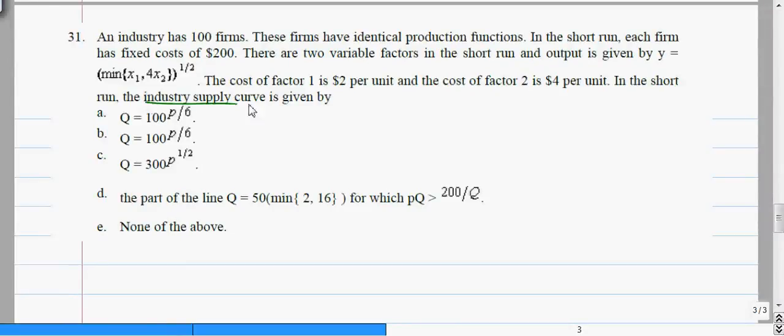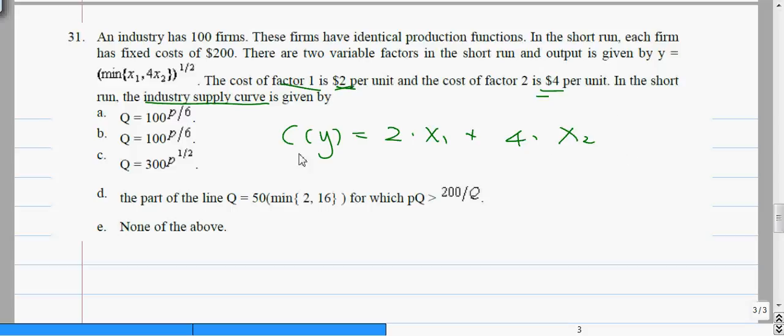Here we need to find the industry supply curve again. So it's basically MC, and so we need the total cost again. So the total cost is just the sum of costs from factor 1 and the cost from factor 2. So factor 1 price is 2, factor 1 number is x1, plus factor 2 price is 4, factor 2 number is x2.